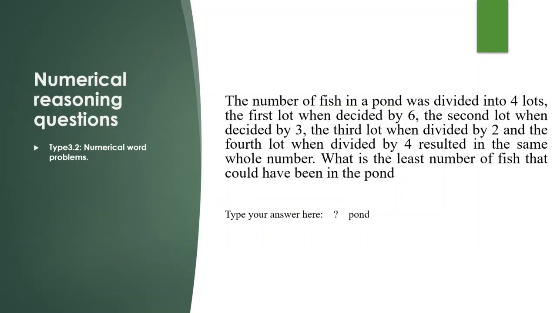The number of fish in a pond was divided into 4 lots, the first lot when divided by 6, the second lot when divided by 3, the third lot when divided by 2, and the fourth lot when divided by 4 resulted in the same whole number. What is the least number of fish that could have been in the pond? Now, you will have 20 seconds to give the answer.